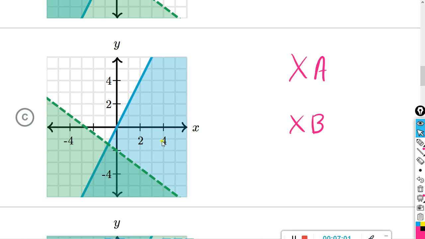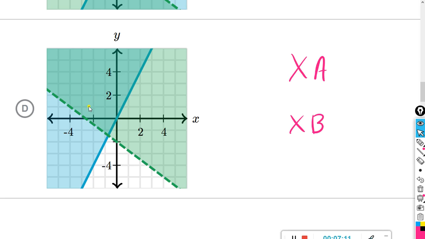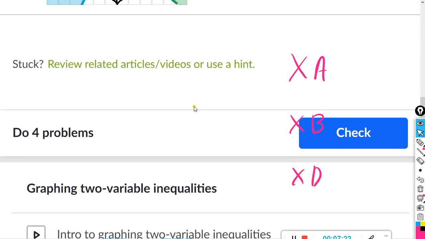Moving along, answer C, in both cases, they shaded below the lines and nothing above the line. So C is correct. Just to make sure, answer D, right here you can clearly see they shaded above the two lines. So it is not answer D. So our choice for C was correct.